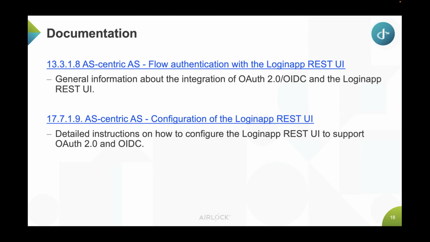All of this is documented. There's 2 entry points into the documentation that I would like to point out here. The first one is more generic information, which shows a sequence diagram, how control is handed back and forth between the flow architecture and the OAuth or OpenID Connect server. The second entry here gives you detailed instruction on how to configure the Loginapp REST UI to support OAuth and OpenID Connect. So that's it for OAuth and OpenID Connect.